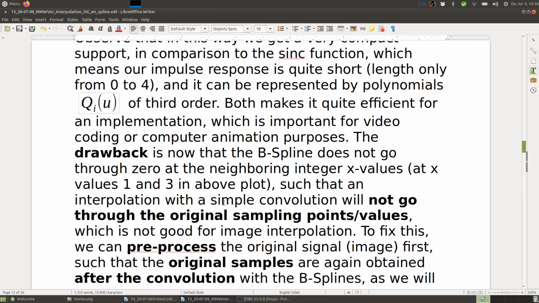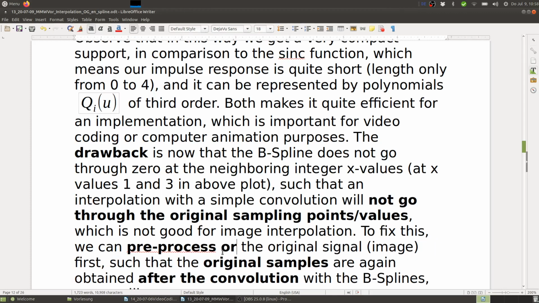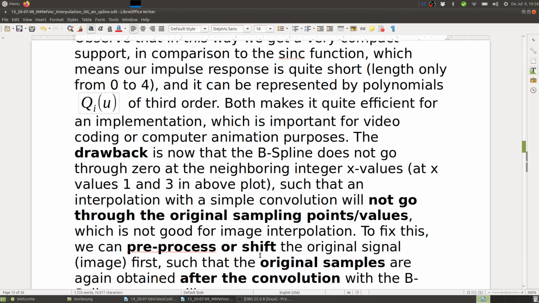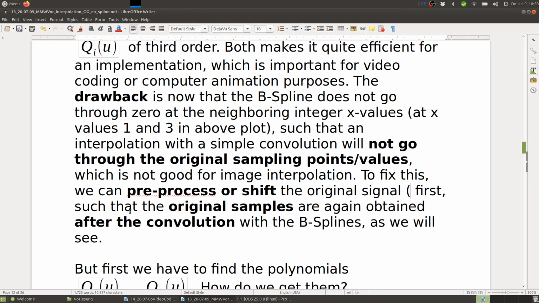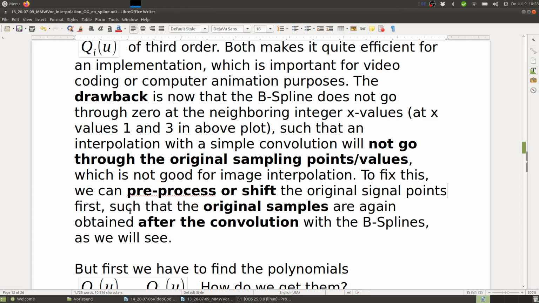Yeah, such that an interpolation with a simple convolution will not go through the original sampling points or values, which is not so good for image interpolation. Right. But actually for computer graphics it's not so bad, because you can still pre-process or shift the original signal points first. Doesn't have to be an image, can also be points, such that the original samples are again obtained after the convolution with the B-splines.